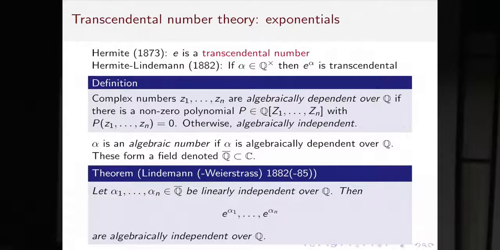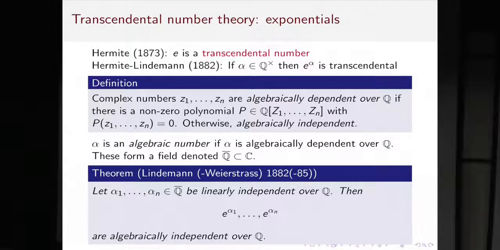So I want to start with just a little bit to contextualize Schanuel's conjecture, to talk a bit about transcendental number theory, which I guess a convenient starting point is with Hermite, 1873, proving that e is a transcendental number, and then later Hermite-Lindemann, proving that e to the alpha is transcendental for any non-zero algebraic number alpha in Q-bar. Okay, I have the definition there of algebraically independent over Q and of algebraic numbers, which form a subfield of the complex numbers.